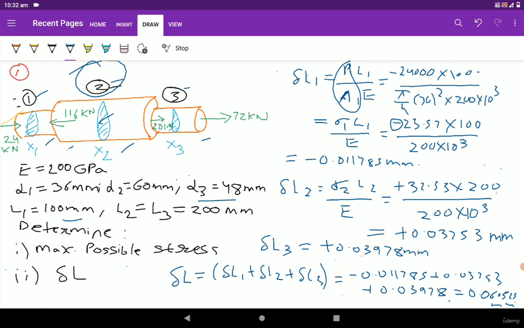So this is numerical problem 1 for this section. We can discuss the next numerical problem in the second lecture, because this lecture would become too lengthy. So let me finish this up.